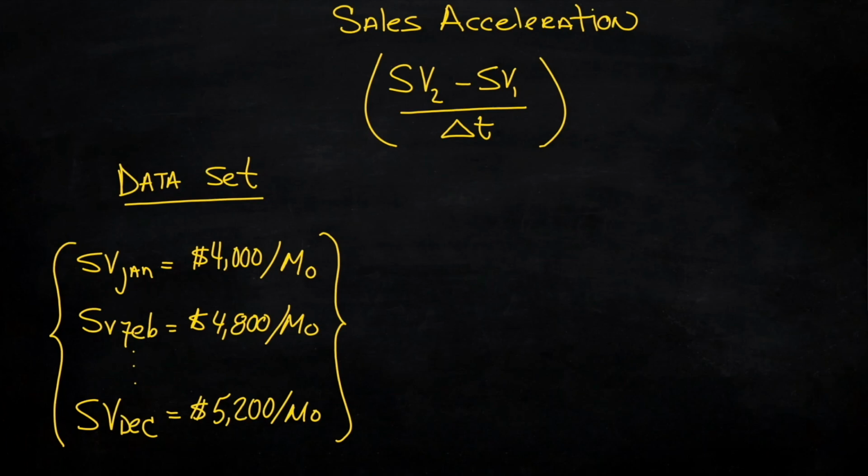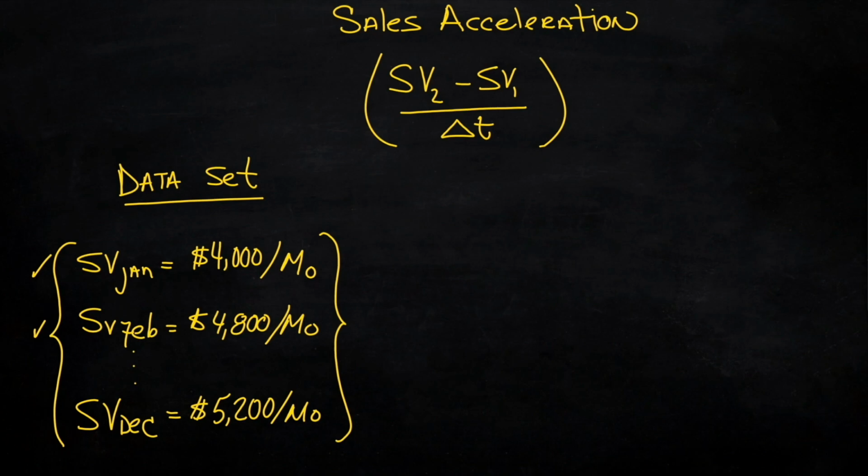All right, in this video, I want to talk about sales acceleration. Now, sales acceleration is simply the difference in velocity over a period of time. So let's go ahead and plug in some numbers based on this data set. Let's say that in January, I sold $4,000. Let's say that in February, I sold $4,800. Well, let's plug in the numbers and figure out what our sales acceleration is.